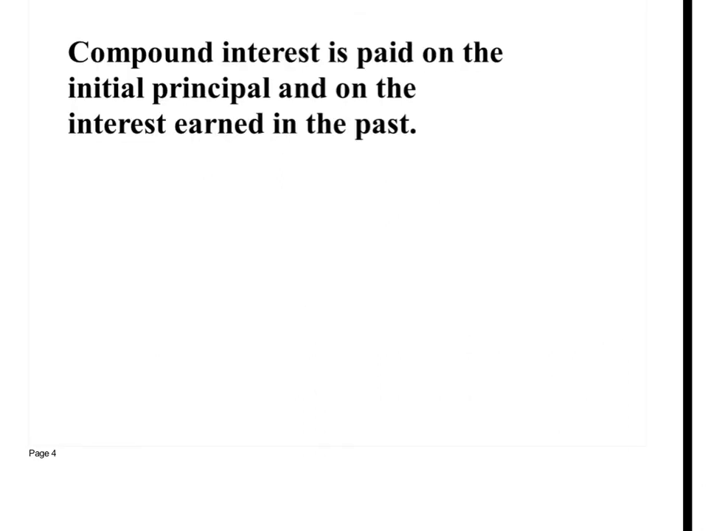All right, so now we're going to do compound interest. What that means is it's being paid on the initial principal and on the interest earned in the past. So you don't times it by 3 years if it's a 3-year loan. What you do is you times it by 1 year, but you have to calculate it for each year. So each year it builds on itself.